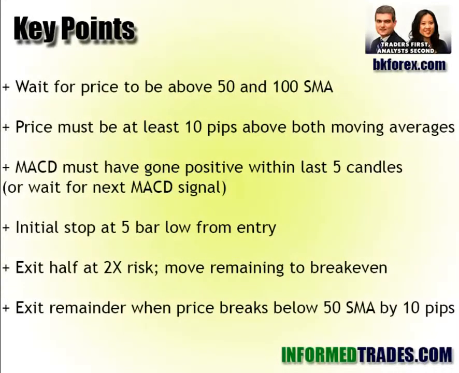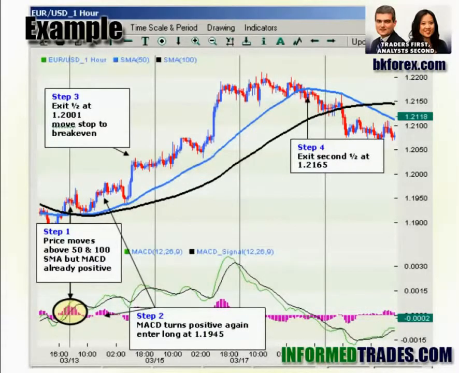Okay, all of this is obviously easier to understand or clearer to see with an example. So we're looking at a Euro US dollar hourly chart, and this is a chart from 2004, 2005, but the same concepts still apply. So here we see price is above the 50 and 100 simple moving averages right here, but the MACD is already positive, and it's been more than 5 candles since it went positive.